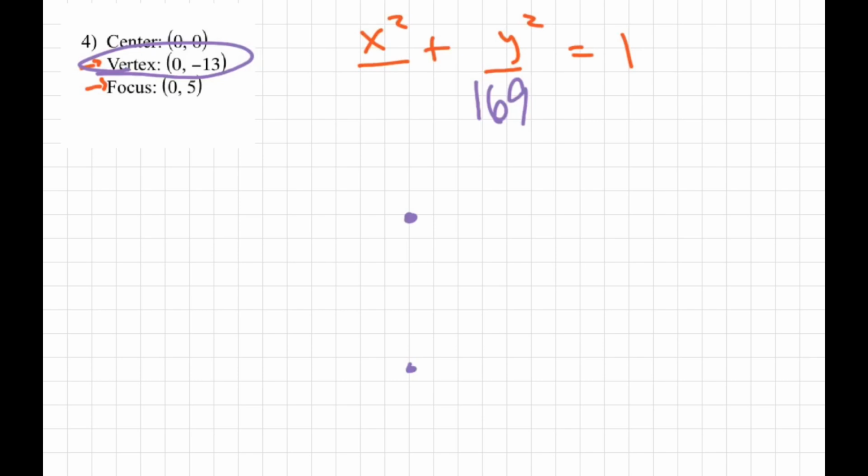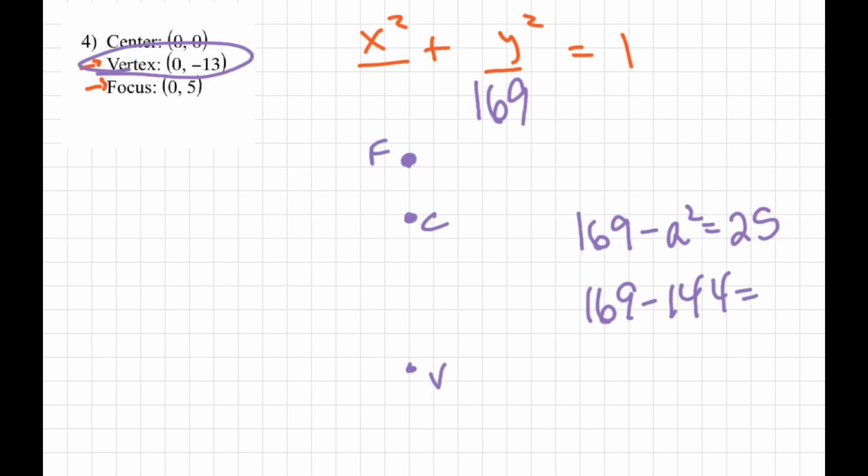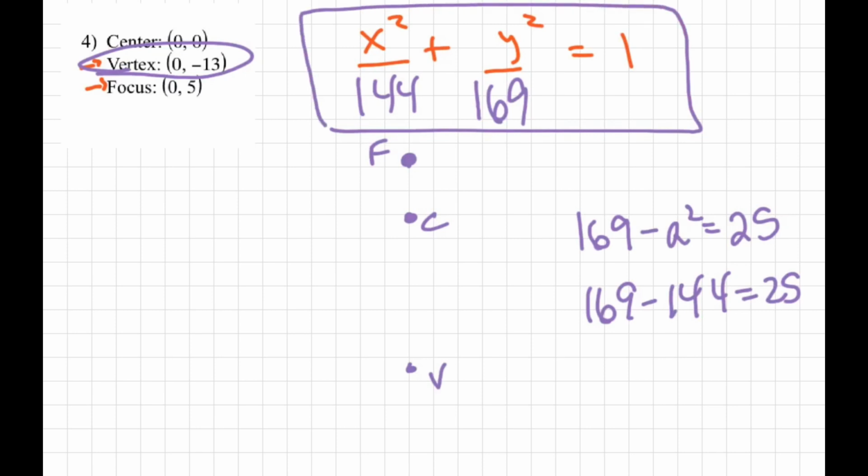The focus is at 0, 5. Okay, so that's a focus. That's a vertex down there. That's the center. And so again, I do 169 minus a squared is equal to 5 squared. And you get to know that these numbers kind of become familiar because you work with them a lot. And so this is going to be 144 right there.